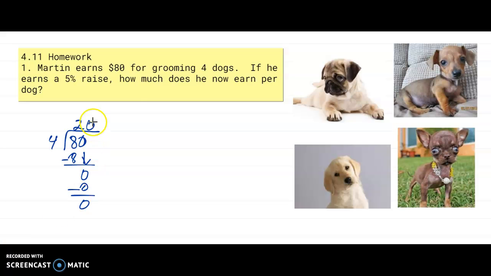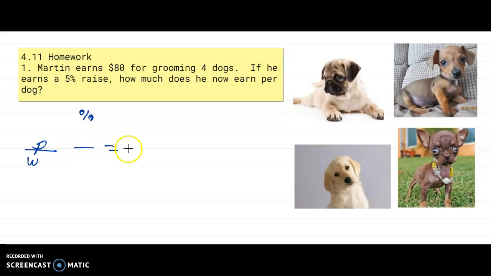Now we need to find out then, if he gets paid $20 for one dog and he gets a 5% raise, we need to know what 5% of 20 is. So we'll set up a proportion to find that out, a proportion of part over whole, because we're looking for a percent. So percents are part over whole. This will always be 100, and I'm looking for 5%, and 100% is equal to $20. So I need to know then what 5% is equal to.